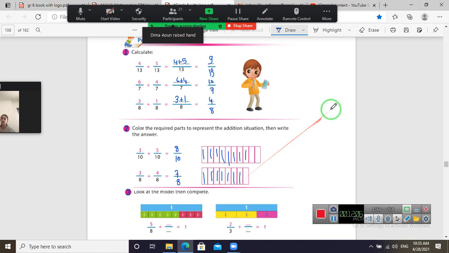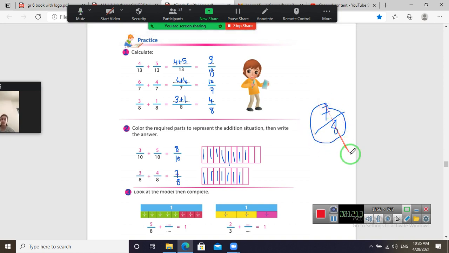I want to tell you something. If I have 7 over 8, who wants to tell me what is the whole of this fraction? The whole is 8 over 8, which equals 1. We agreed that if the numerator and the denominator are equal, the fraction is equal to 1.